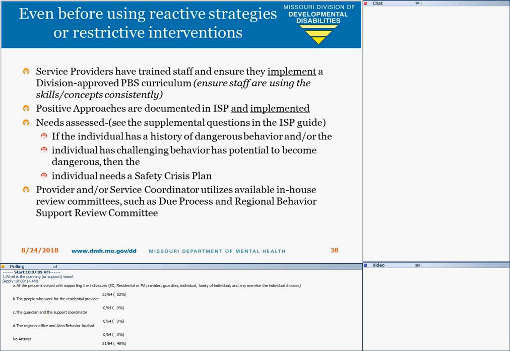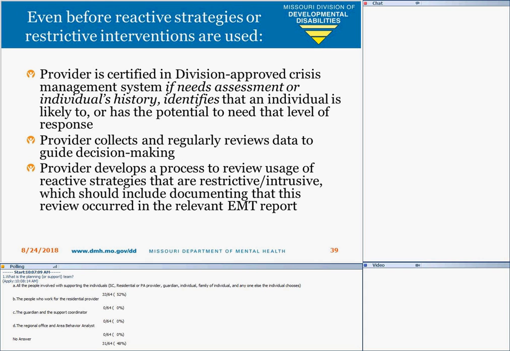Service coordinators should be utilizing all resources available to them to assist in this process, especially when not sure what to do or things get difficult. And this includes the due process committee and the regional behavior support review committee. So utilize those resources if you need or if you're getting stuck.